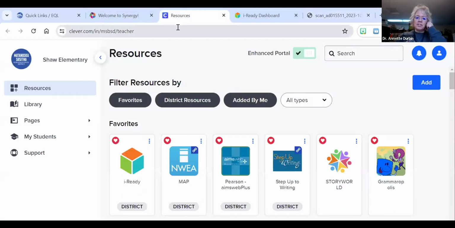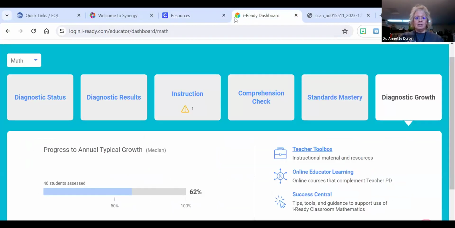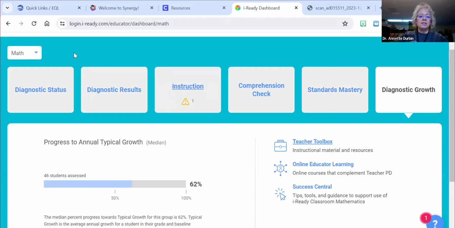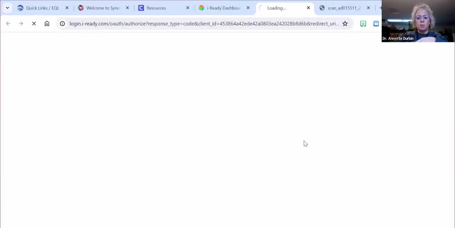Okay, so what I want to do is to share with you. You're going to go to your Clever just like normal, and then you'll click on the I Ready, and then you will come over to your dashboard. Then when you get to here, over on the left side, make certain that you choose math. And then what you will do is to go over to the teacher toolbox.